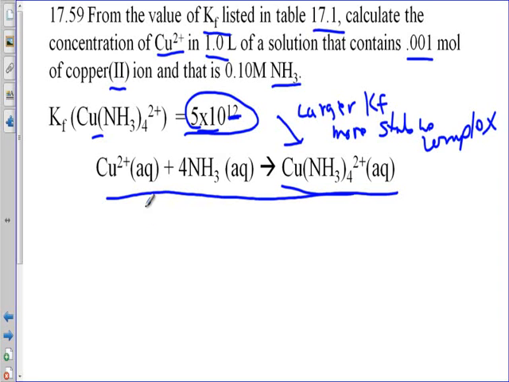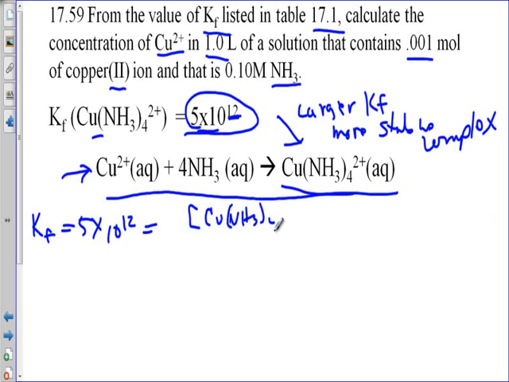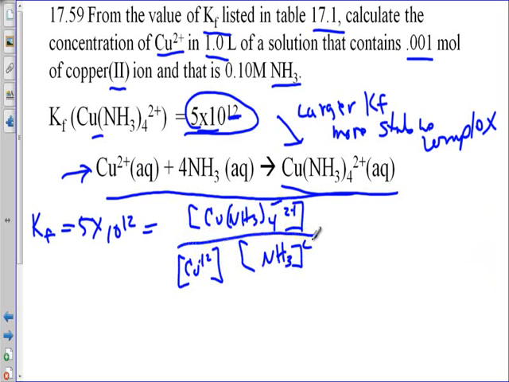So I can write the equilibrium expression for this equation right here, and it's going to be Kf, which is 5 times 10 to the 12th, is going to equal my product's concentration over my reactant concentration. And in all cases, these are aqueous, so they're all included, right? So the concentration of the complex over the concentration of the Cu plus 2 and the concentration of the ammonia. And because there's 4 of them, I need to raise that to a 4.